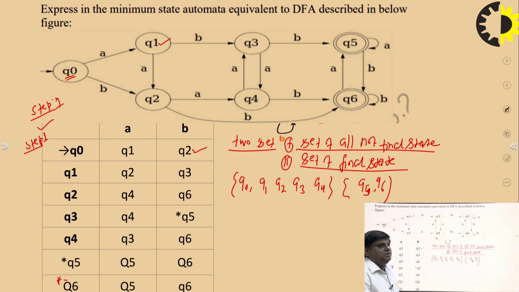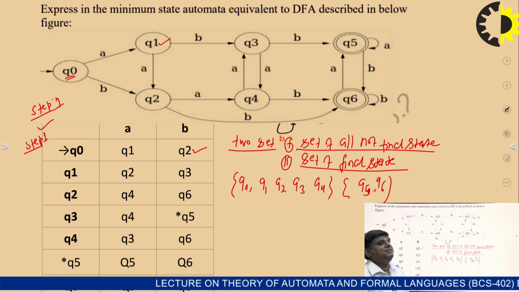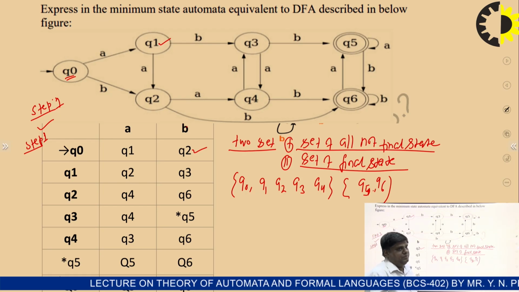Now, we move to another step, that is step 3. In step 3, we check the transition function of all states. If n number of states follow the same behavior, then they lie in the same set. If n number of states follow different transition functions, then they lie in different sets. This process continues until the last 2 iterations are the same.